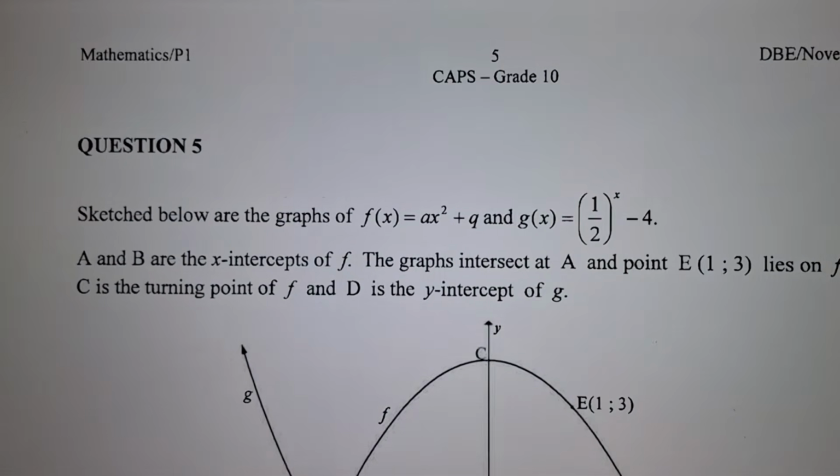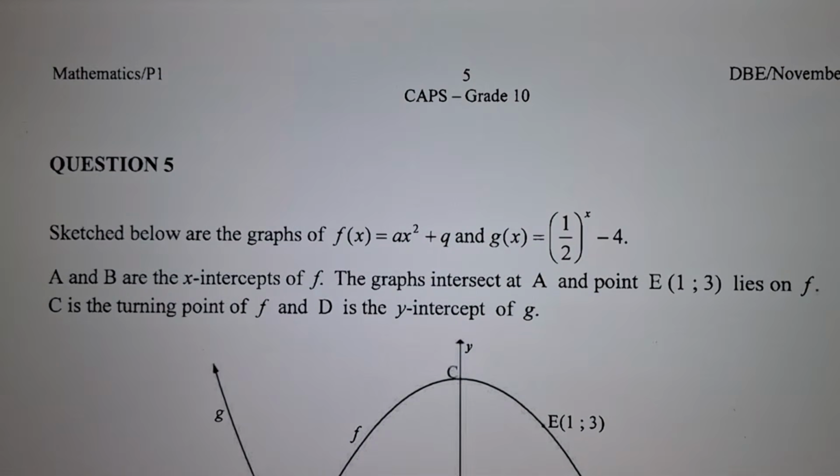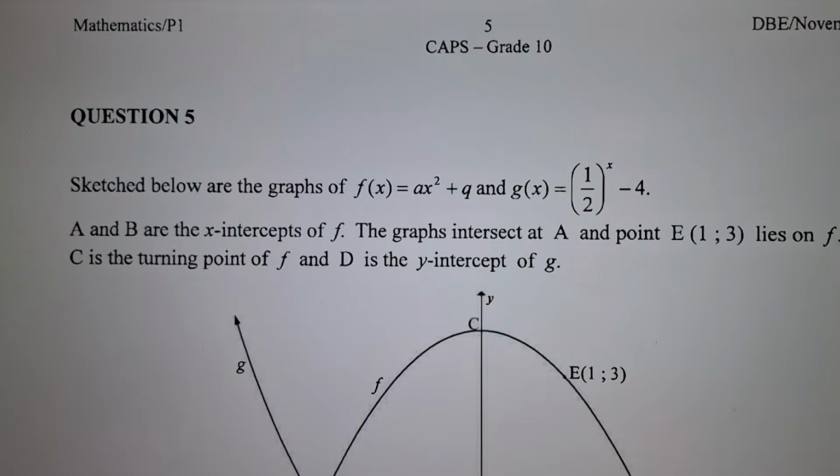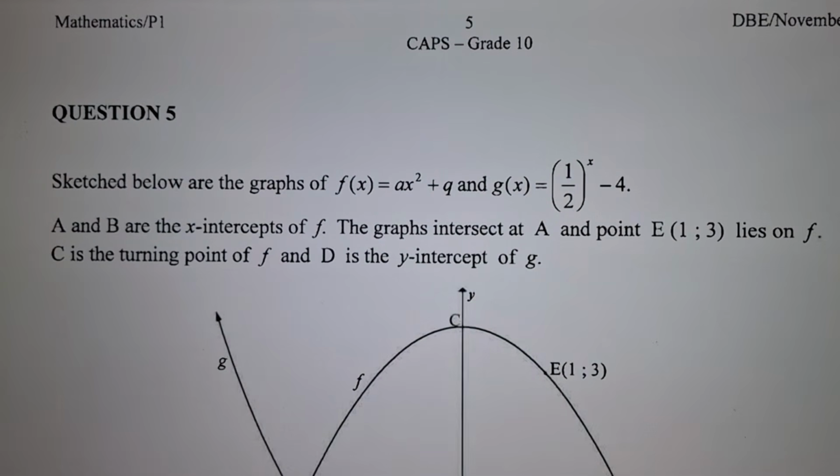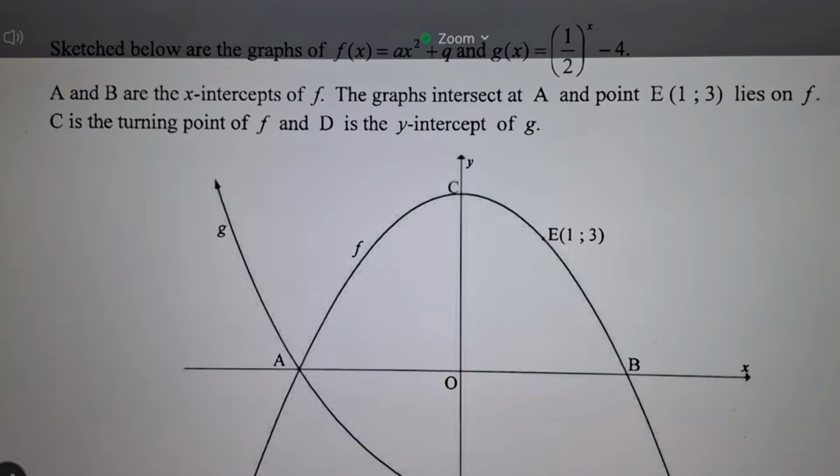The statement says sketched below are the graphs of f(x) equals ax squared plus q and g(x) equals half to the exponent of x minus 4. Then they continue to say A and B are the x-intercepts of f. The graphs intersect at A and point E lies on f. Then C is a turning point of graph f and D is the y-intercept of g. So that's the statement there. It's just a statement.